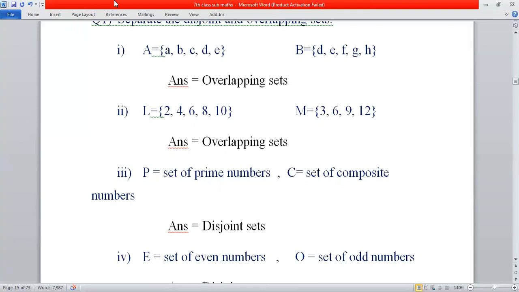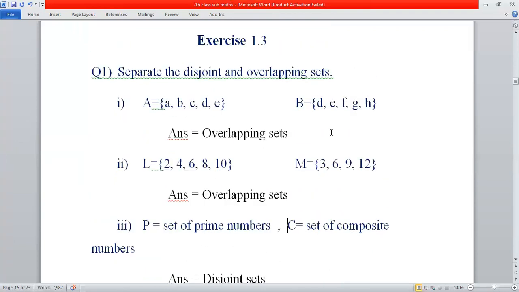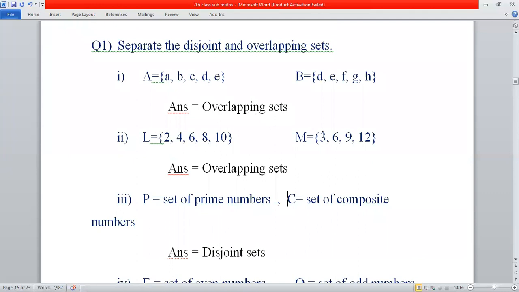Now I hope you understand what disjoint sets and overlapping sets are. Again, I'm going to repeat it. In the first part, we have some common elements, D and E. That's why A and B are overlapping sets. And in the second, L and M, 6 is common in both. So that's why L and M are overlapping sets.